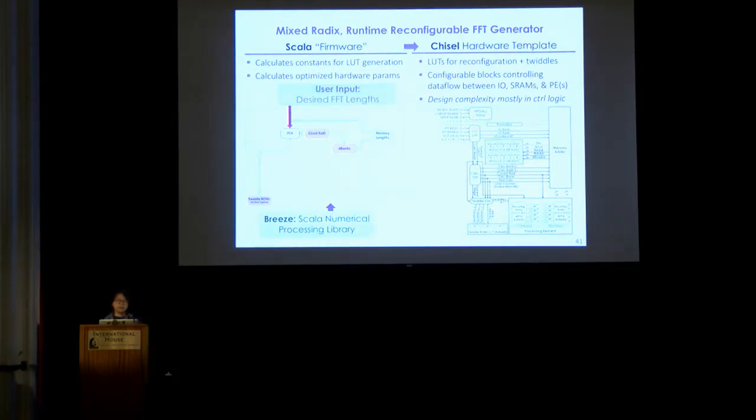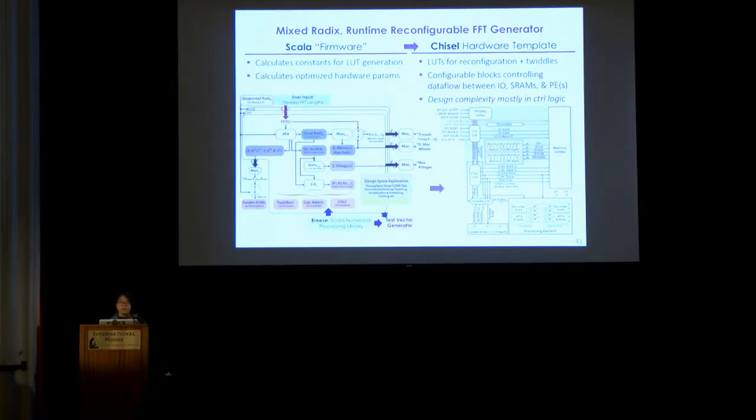This hardware template is populated after some processing work done by what I call Scala Firmware. This firmware takes in user inputs, for example, the desired FFT length, and calculates constants for lookup table generation and also hardware parameters. For example, the FFT length determines the number of memory banks, how large these memory banks need to be, and the specific butterfly radices that must be supported. They are also used to calculate the size and also the contents of the twiddle lookup tables with the help of the Breeze Scala numerical processing library.